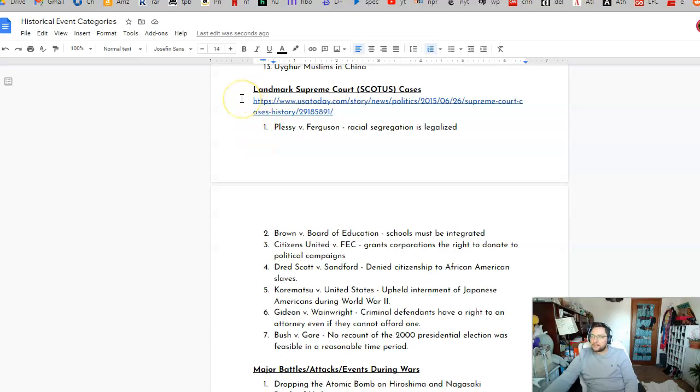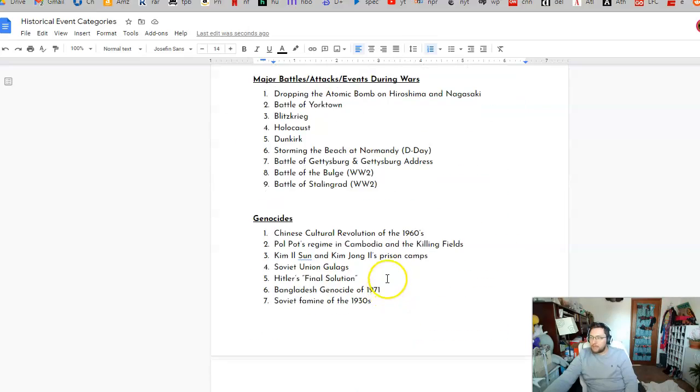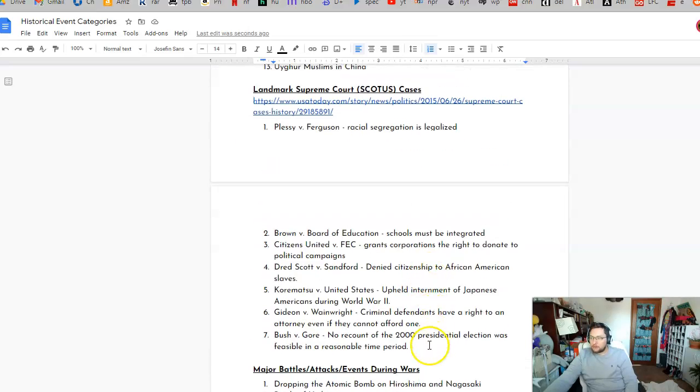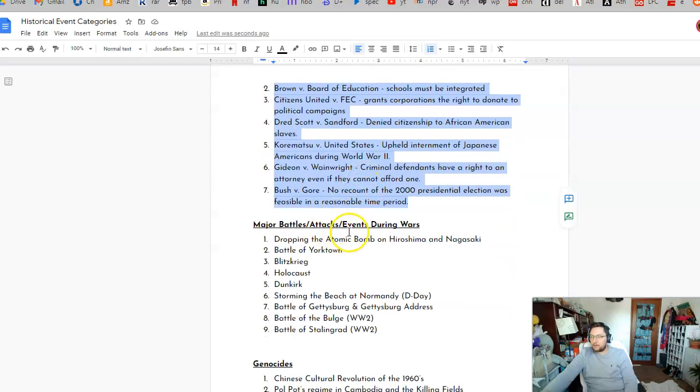Supreme Court cases. These are cases that really have had a huge impact on all of you, but maybe you don't know anything about them. Supreme Court is the highest law of the land. These are cases you will all learn about in the future.